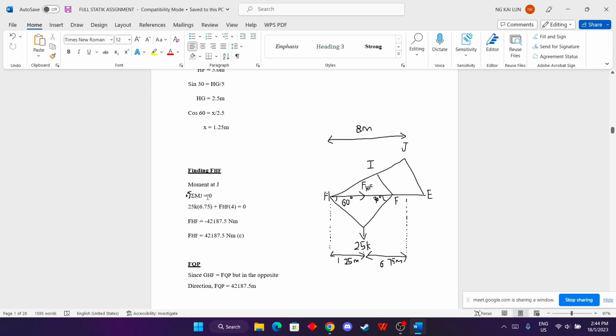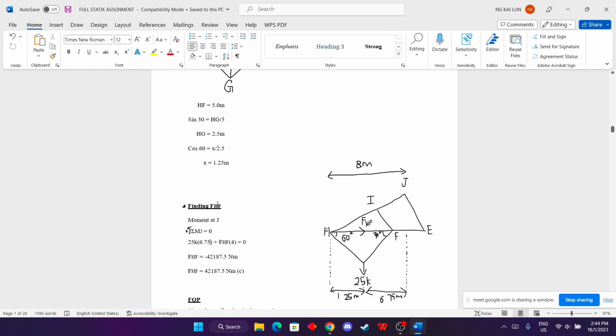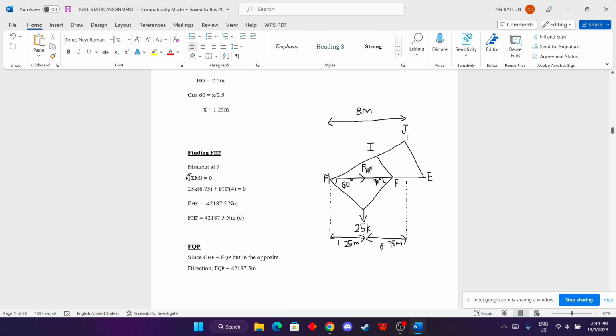Okay, so for finding, after we found everything we needed, we need to find the force in HF. We take the moment at J, which is here. The moment at J. And then we have two forces that we needed. Since we take the moment at J, the force from J will be ignored. So from here we can see two forces, HF and then this 25 kilonewton force.